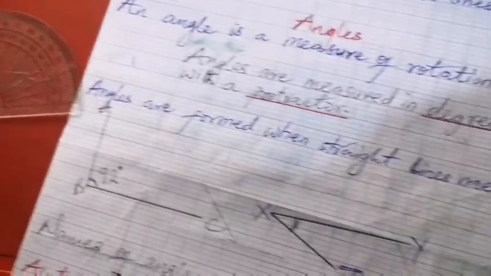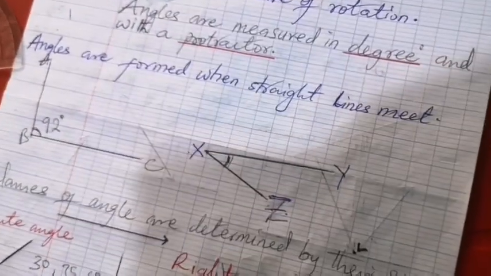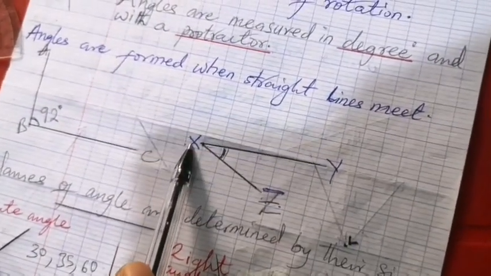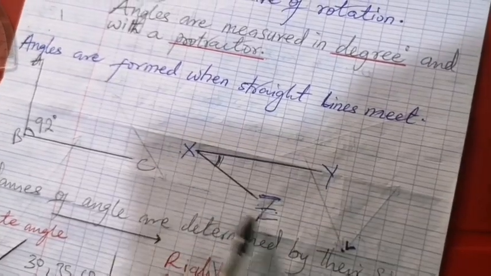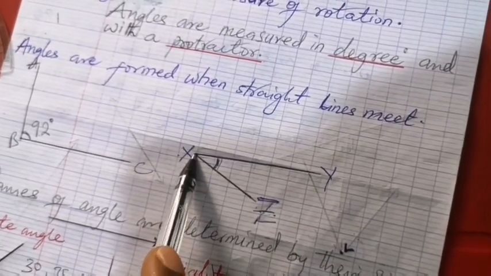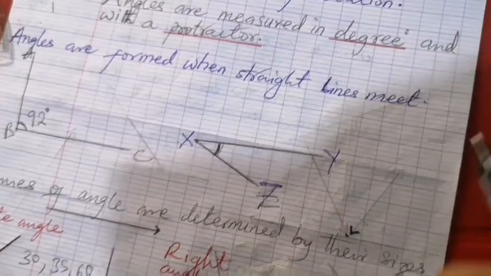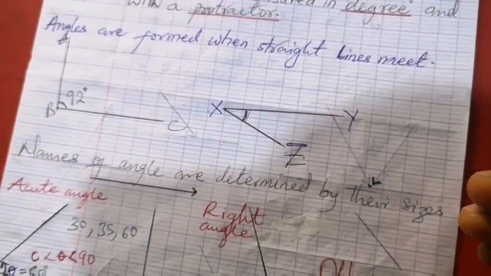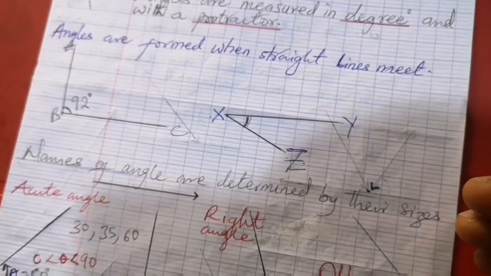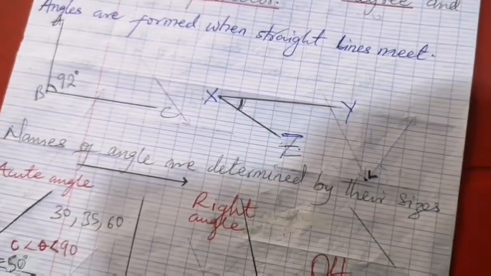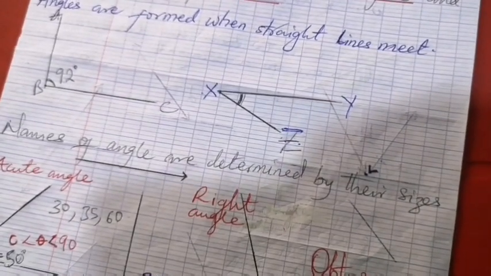Now look at another two straight lines here that meet at a point. This is XY and XZ. Two of them meet here, and an angle is formed here. The names of angles are determined by their sizes.